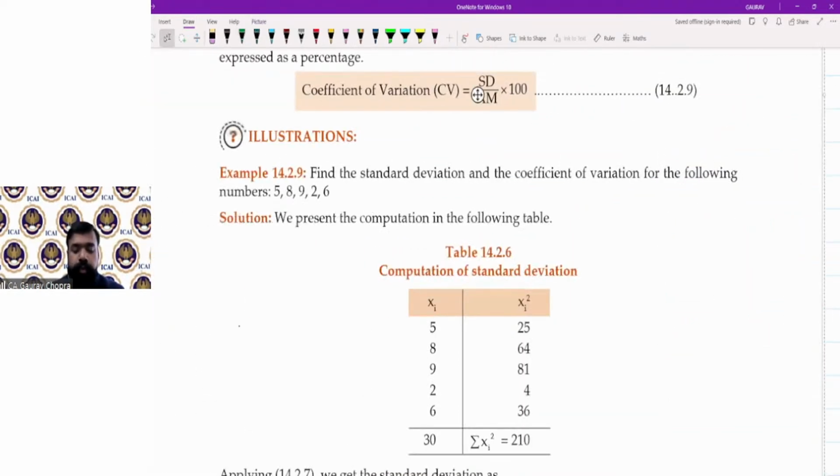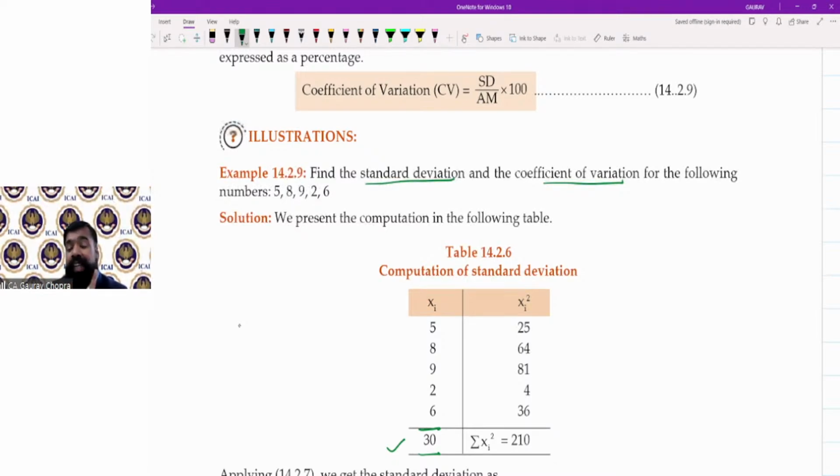Now let's solve this. Ninth illustration: 5, 8, 9, 2, 6. These are the figures and we have to find the standard deviation and the coefficient of variation. So we require both things. You can use any method, all of them will give you the same result. As per the direct method, we require sigma x. So we can find the total. The total is 30. Then we require x square. We have to square individually. Do not square the total.